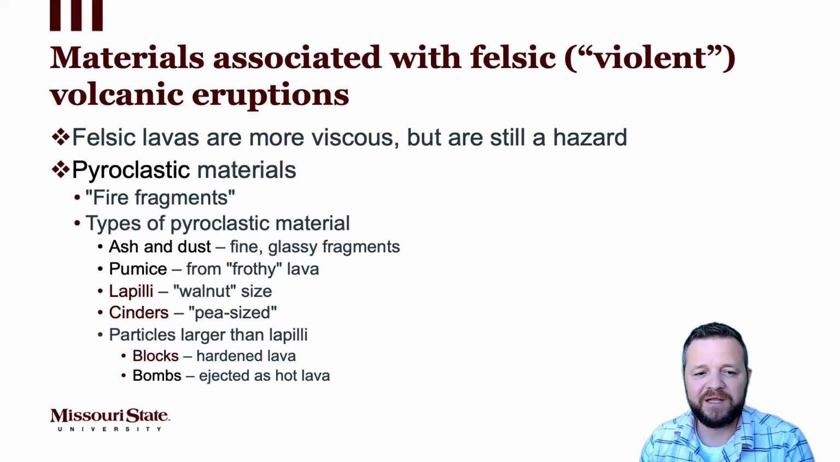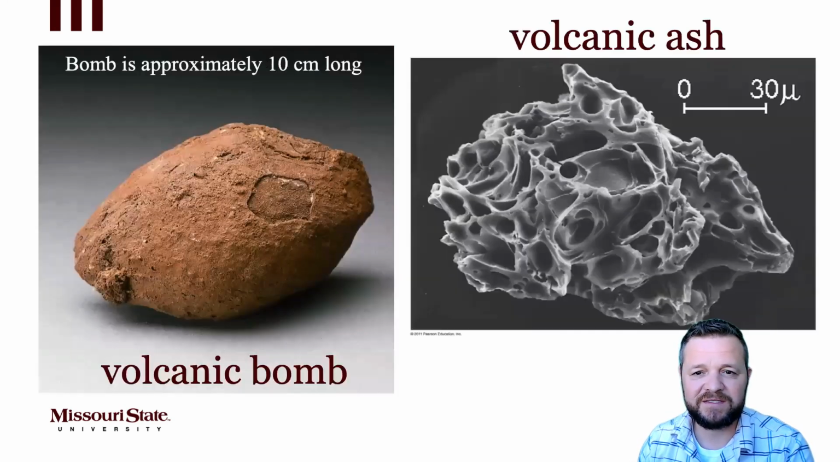And these volcanic blocks and bombs can be relatively large. Blocks can be the size of a car or a house if they're blown out of a large eruptive vent. And this volcanic bomb in the image is about 10 centimeters long, and it cooled in the air, you can tell, because it has an aerodynamic shape to it. So it takes on a sort of teardrop shape or raindrop shape that we expect.